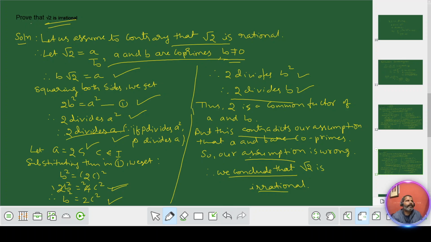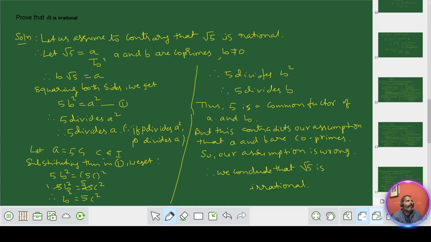This is again for 4 marks. We'll move to the next question. Root 5. For root 5 also the steps remain same. In place of root 2 or root 3, we just write root 5. Let's walk through this question's answer once. Assume that root 5 is rational, then write root 5 is equal to a by b. A and b are co-primes and b is not equal to 0.